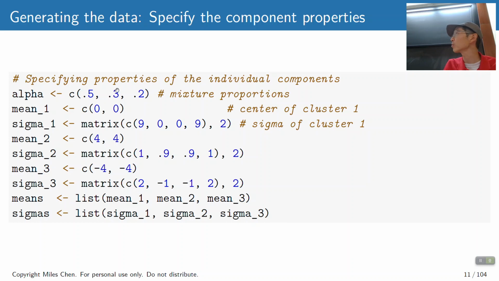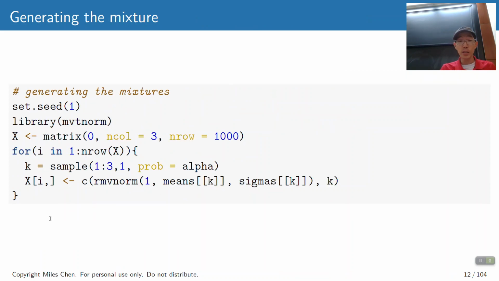I got my mixing proportions in this vector alpha: 0.5, 0.3, 0.2. I have my vector for the mean of component 1. I have my matrix for the variance and covariance of component 1. Same for component 2, component 3. I gather the means up in a list. I gather the variance matrices in a list as well. And I'm going to generate my data this way.